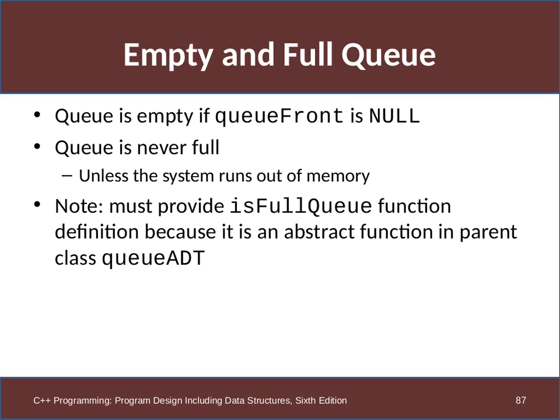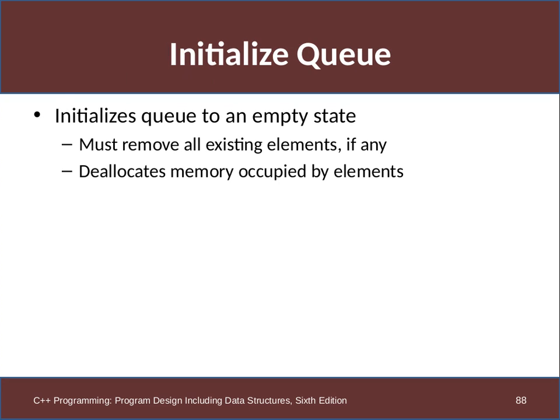All right, if the front is null, then obviously your queue is empty. The queue is never full, so is full is always false. So you only provide it because it's part of the implementation that was described. So we can literally just write return false. Yes, literally, that's all we have to do.